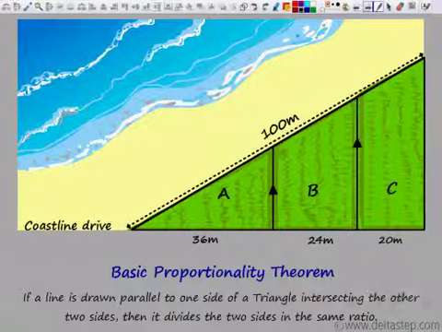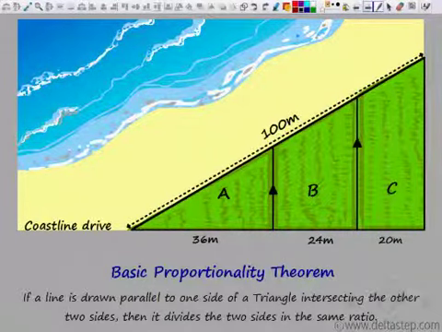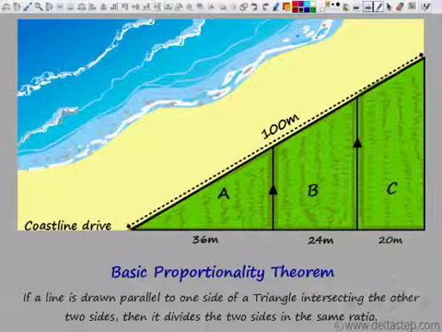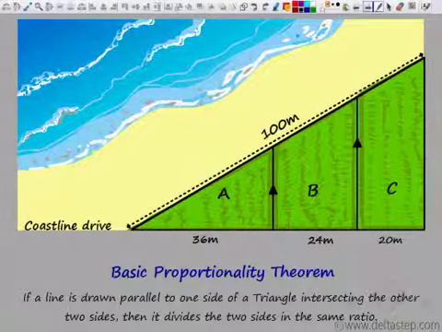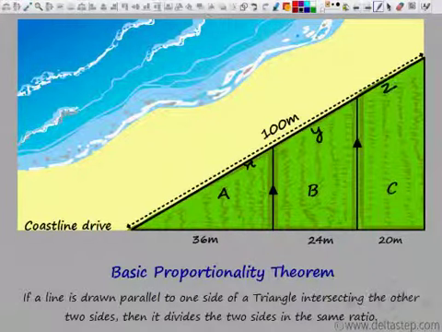He found that the total distance along the ocean was 100, and the distance for plot A, the bottommost distance, was 36, it was 24 for plot B, and for plot C he finds 20. Now all he needs to do is find the ocean frontage, or this distance along the property near the sea, again this distance and this distance. So let's say this is X, this is Y, and this is Z. So he wants to find X, Y and Z. Accordingly, he can fix the prices.